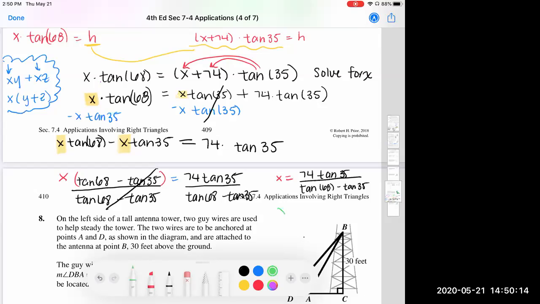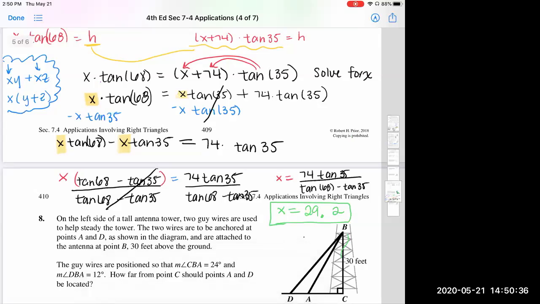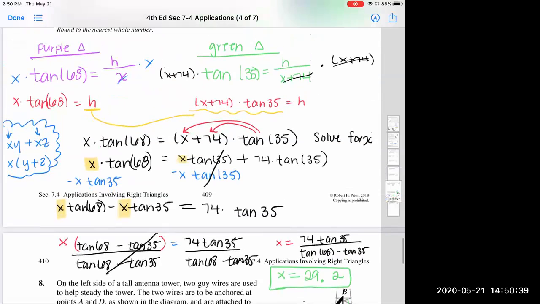And we get that x is equal to, let's round to one decimal place, 29.2. That's our x. All right, we did all this work to find x. That's not what our answer wants. Our answer wants h. So I'm going to move my work. If you'd like to, this would be a good time to take a picture.